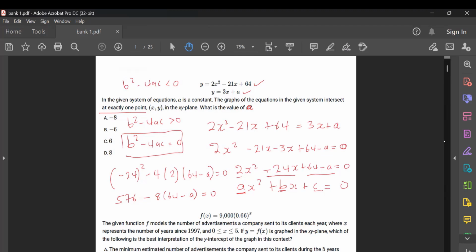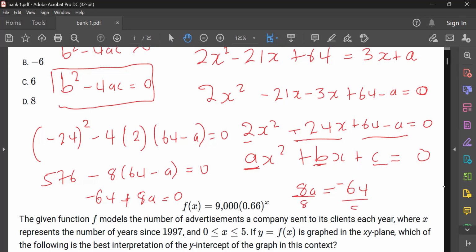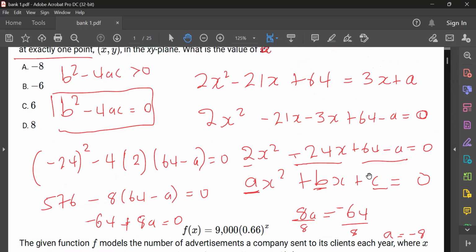equals 0. And negative, so positive 64 plus 8a is 0. So which means 8a is negative 64 divided by 8. Means when you divide by 8, then a is equals to minus 8. So the answer was A.